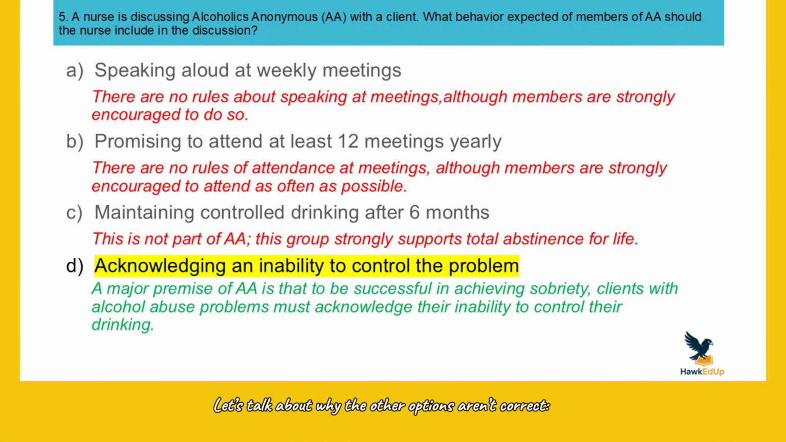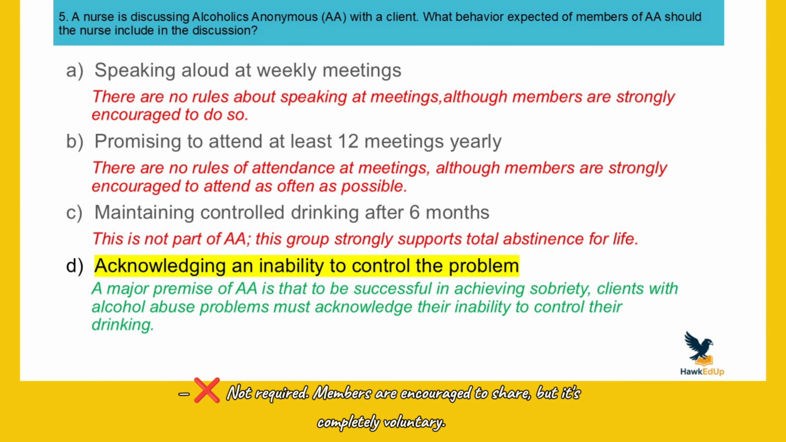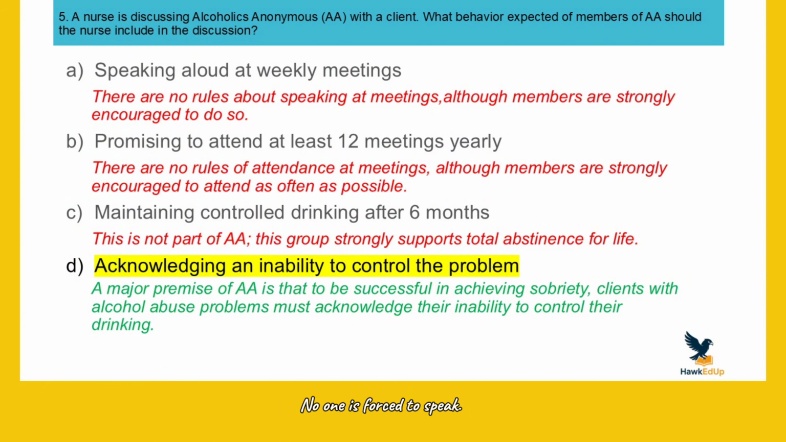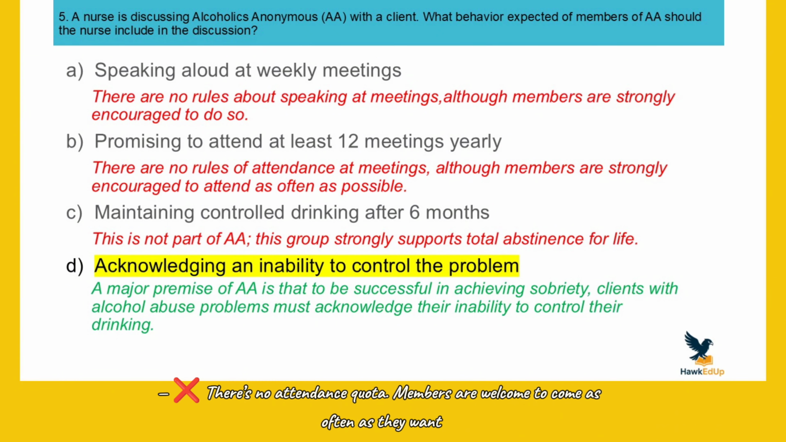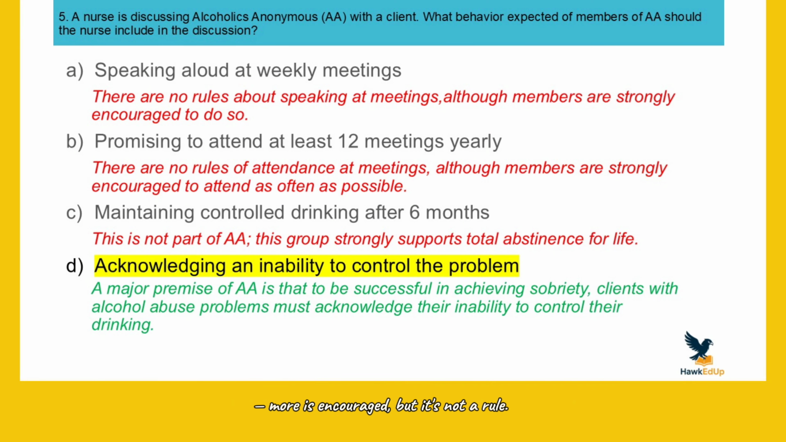Let's talk about why the other options aren't correct. Option A. Speaking aloud at weekly meetings. Not required. Members are encouraged to share, but it's completely voluntary. No one is forced to speak. Option B. Promising to attend at least 12 meetings yearly. There's no attendance quota. Members are welcome to come as often as they want. More is encouraged, but it's not a rule.